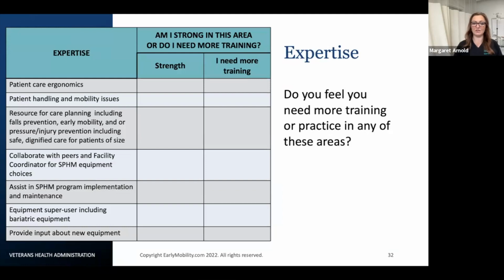Equipment super user, including bariatric or infrequently used equipment. Are you strong, or do you need more training? Providing input about new equipment. Any areas that you checked, I need more training, reach out and keep reaching out until you feel confident. That is going to help you feel fulfilled in your role as a unit peer leader.